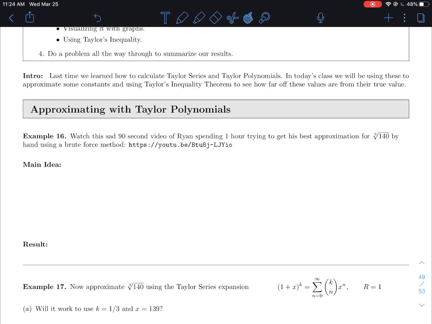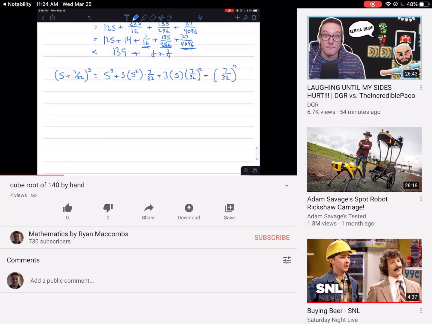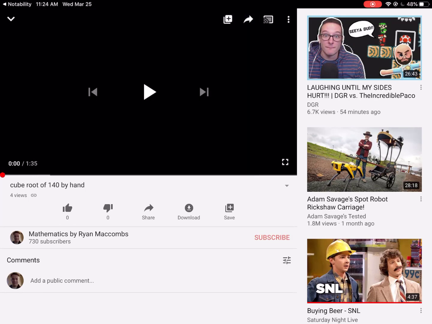So let me go ahead and play this video for you. It's very Inception-y here. Oops, I guess it started a little bit mid. All right, so we're going to watch this video again. It's roughly 90 seconds long, me trying to find the cube root of 140 by hand.